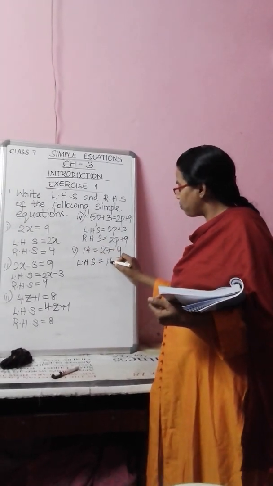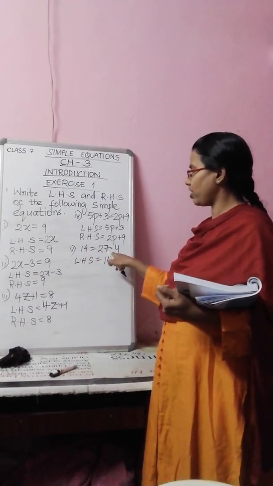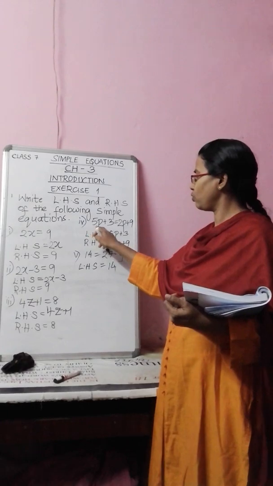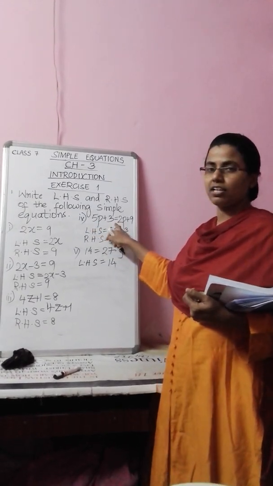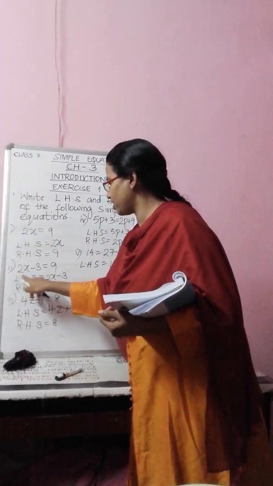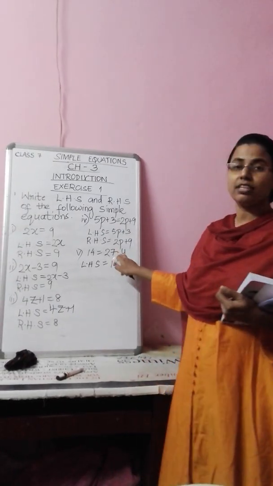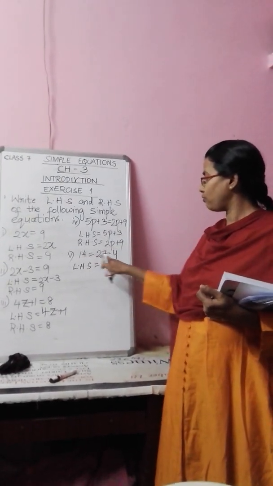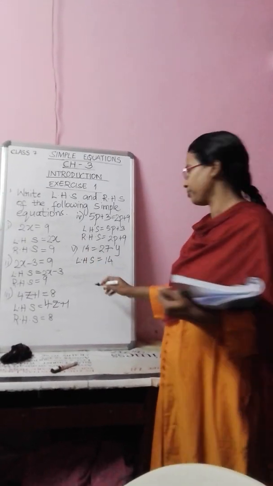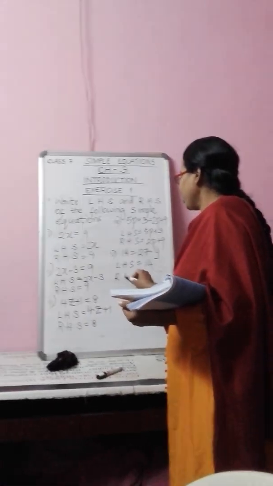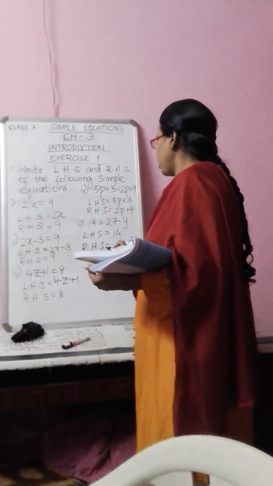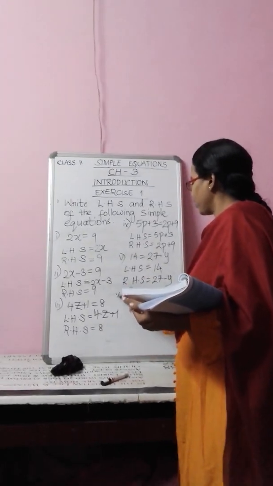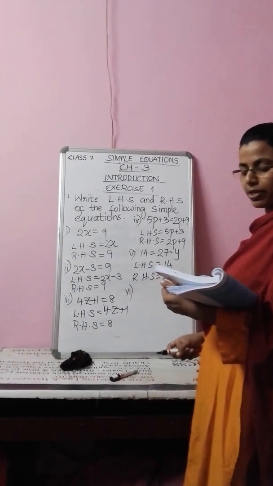So, 14. Whatever is there, we should write. We should not see that here variable, here expression is there. 5p plus 3 is there. For all the questions, it is like that only. But for this one, they have given to the right side. According to the question, whatever is there, that you need to write. R.H.S is equal to 27 minus y.